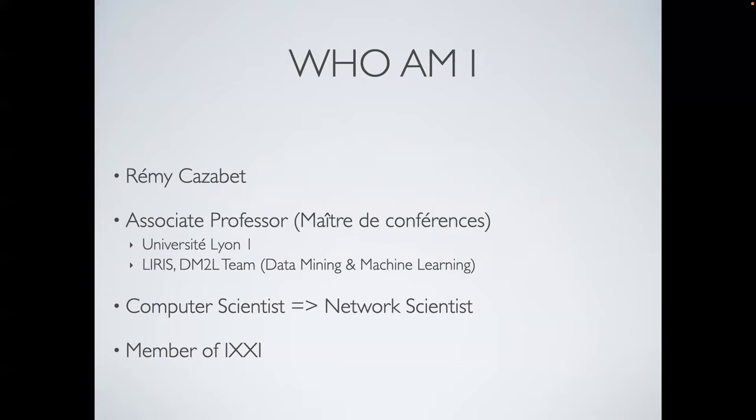I'm Rémi Casabé, associate professor at Université de Lyon 1. I'm a researcher in the LIRIS lab, a lab in computer science, and I'm part of a team called Data Mining and Machine Learning. I was originally trained as a computer scientist, but now I consider myself more a network scientist, and I will explain more about what I think a network scientist is today. I'm also a member of ICSI, the Institute of Complex Systems here in Lyon, which those of you in the complex systems option already know well.